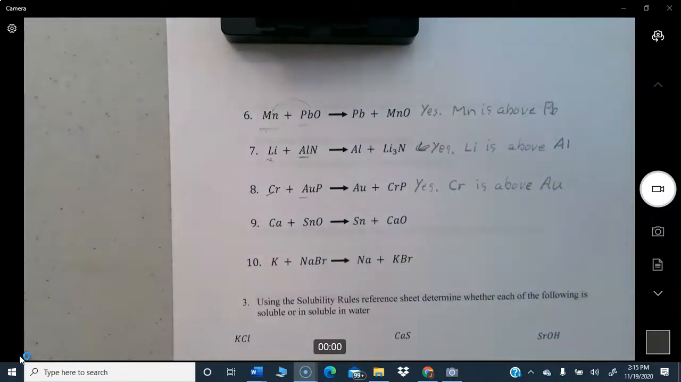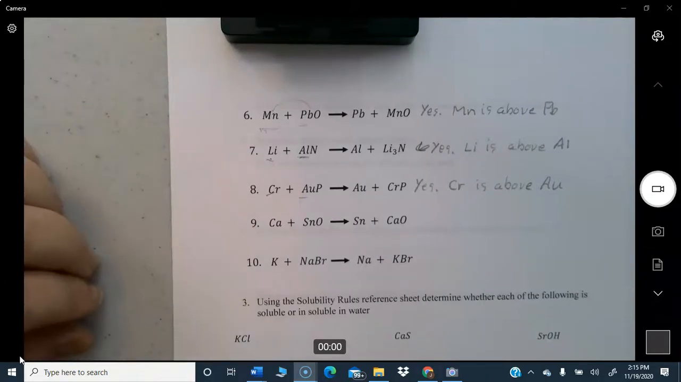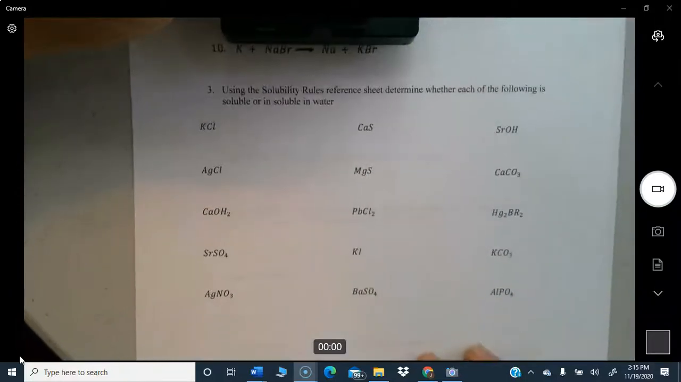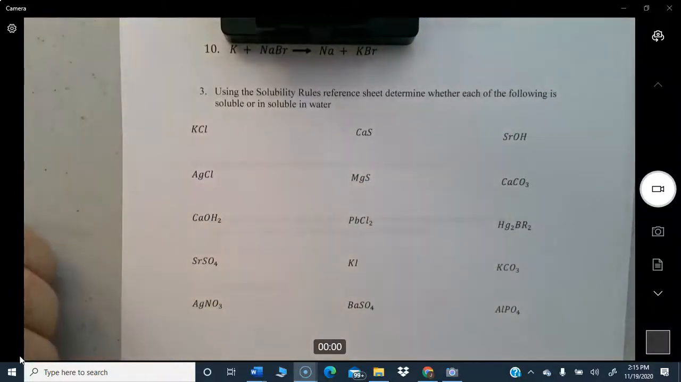Okay, you do the last two on your own. Okay, it's a pretty easy concept. And that's what the activity series tells us about a single replacement reaction. Okay, let's move over to solubility rules.